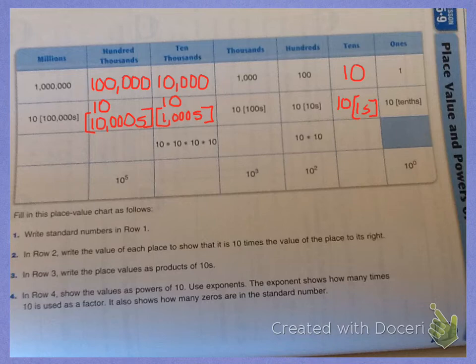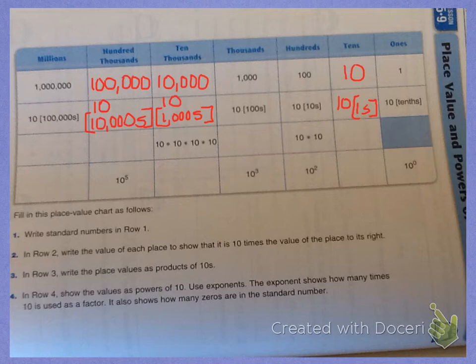And then the ones column, if we want to equal 1, we actually would be in decimals, right? So we would be adding tenths to equal 1 whole. So there would be 10 tenths to equal 1 whole. All right, so when we get down to the next row, in row 3, we're going to write the place value as a product of tens.